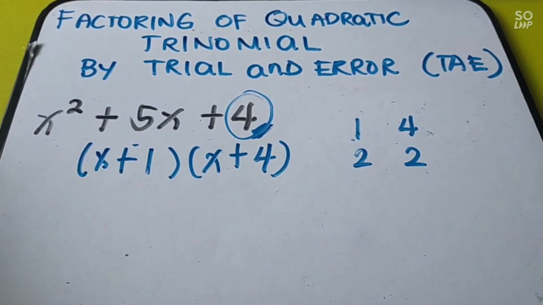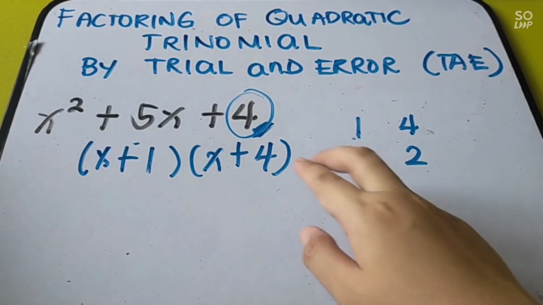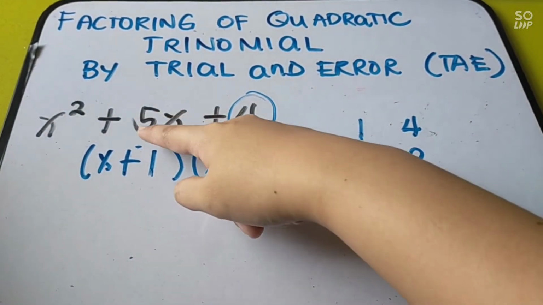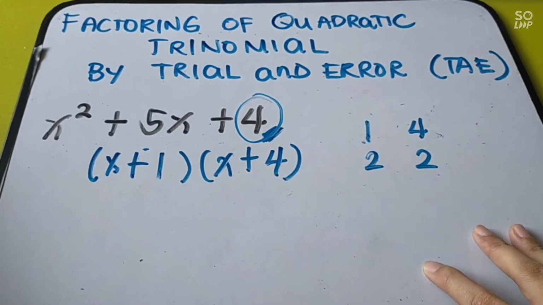We're done. Ba't hindi po pwede si 2 and 2? If you are going to add 2 plus 2, the answer is 4. So, it is not a factor. Okay? So, hindi siya yun. So, we have here 1 plus 4. The answer is 5. Ma'am, how will I check the answer?